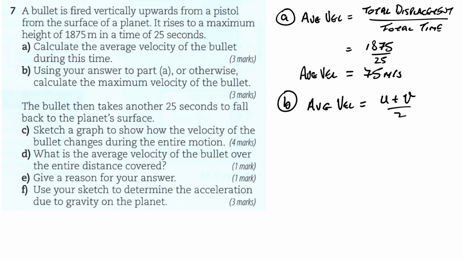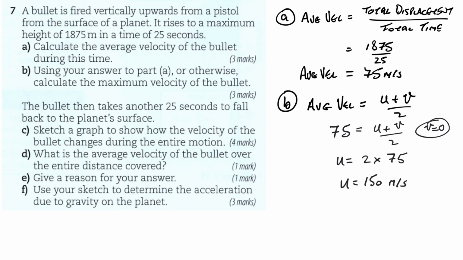We know at the highest point v would equal 0, so we know the average velocity from the first part, we know v will be 0, we should be able to find u. So 75 is (u plus v) over 2, and 75 just equals u over 2 since v equals nothing, so u would equal 2 times 75, which means that u was 150 meters per second. The bullet then takes another 25 seconds to fall back to the planet's surface.